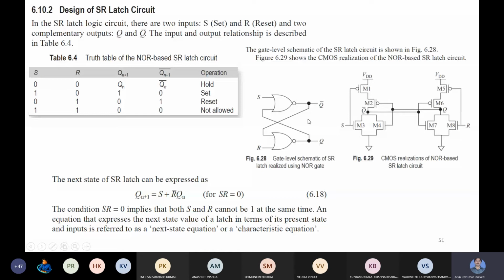So it is coming from Q. Q is going as input to this one. So it is the S side, and at this place the input should be coming from here. So the output will be taken here in this NOR gate. The output will be taken from here. So this is basically representing Q.